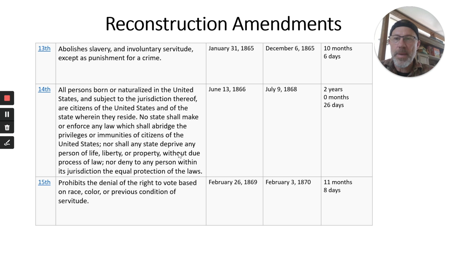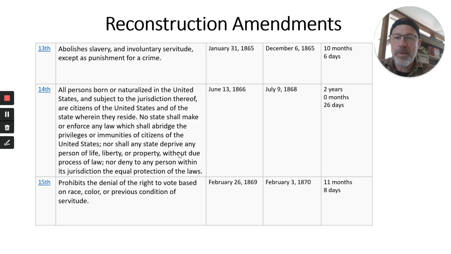It says, no state shall make or enforce any law which shall abridge the privileges and immunities of citizens of the United States, nor shall any state deprive any person of, and you've heard this one, life, liberty, property, without due process of the law. So that is the 14th Amendment. Again, that every person born in the United States is an American citizen, or if you become naturalized in the state.